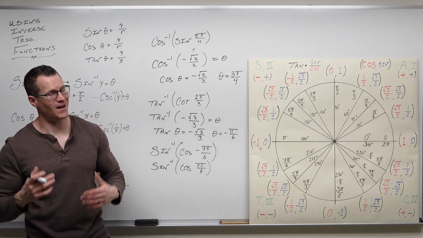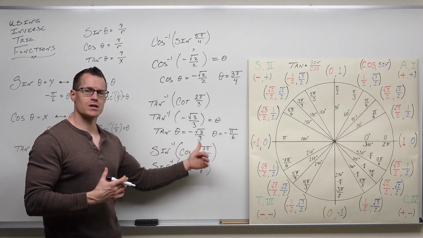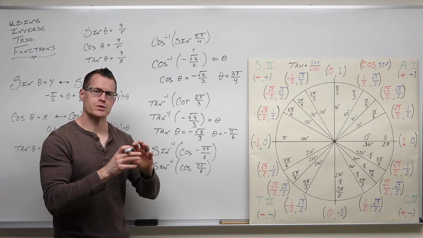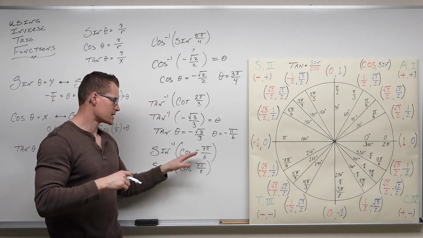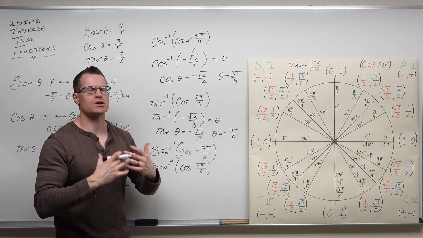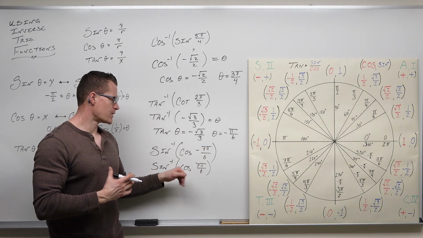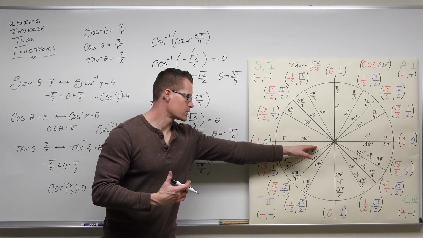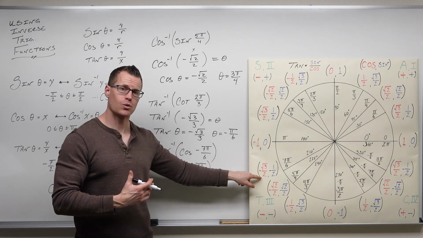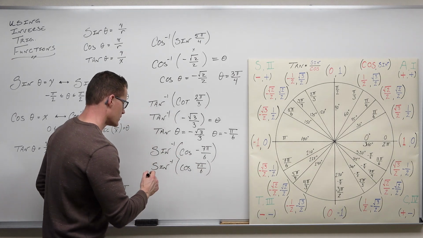So we could find cosine of positive 7 pi over 6. Man, I hope you remember that cosine is an even function. So cosine of opposite inputs gives you equal outputs. Says I can just switch my sign just fine with even functions. So let's find cosine of 7 pi over 6. That's right here. Cosine is going to give us the x-coordinate, negative square root 3 over 2.